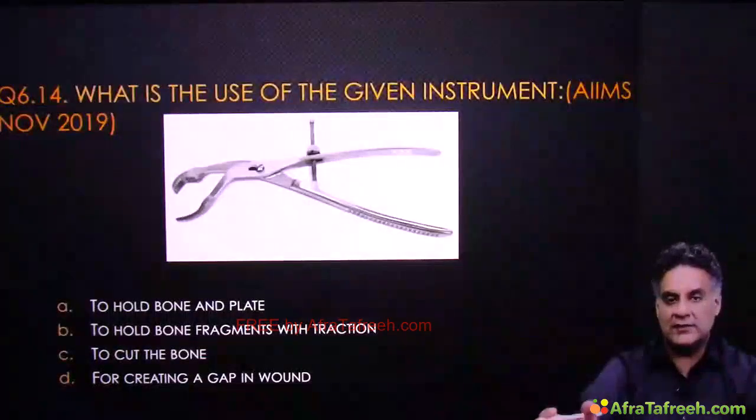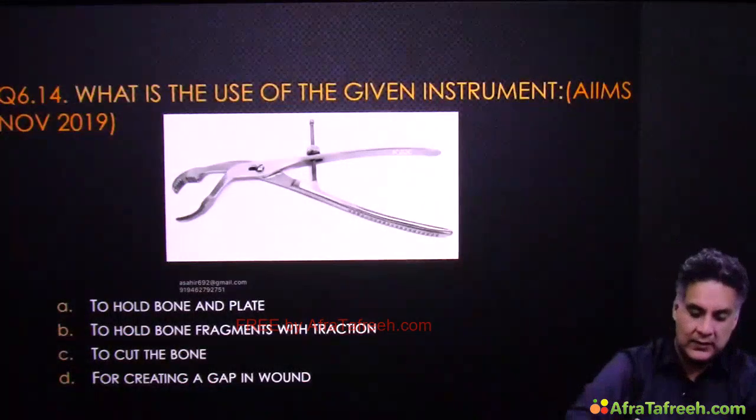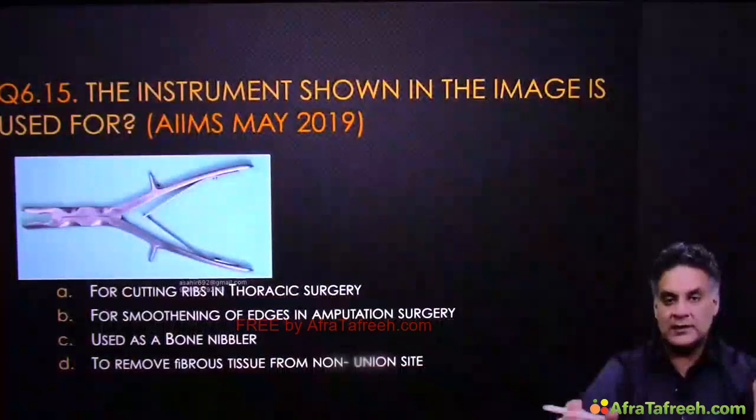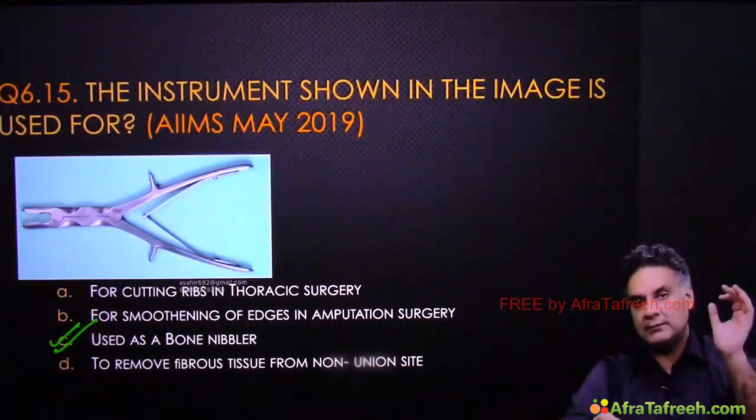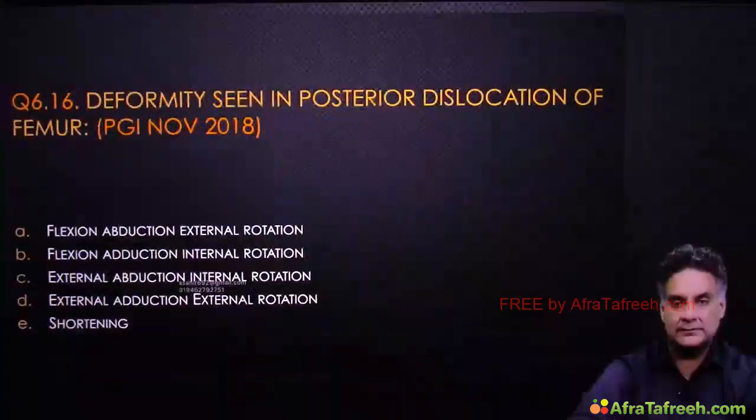What is the use of the given instrument? It is plate and bone holding forceps. So it will be used to hold bone and plate. The instrument shown in the image below is a bone nibbler. So I told you, bone holding forceps, bone plate holding forceps, and nibbler, very commonly asked.